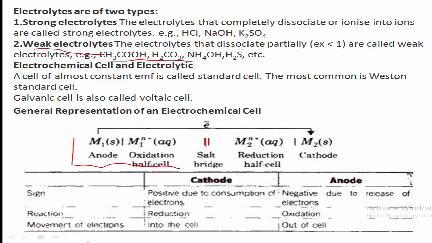Which type of reaction will take place? At the cathode, reduction takes place, and at the anode, oxidation takes place. Electrons move into the cell at the cathode and out of the cell at the anode. So these are certain conventions that are used during electrochemical cell representation.